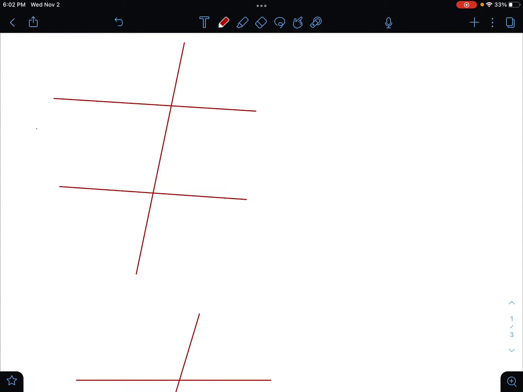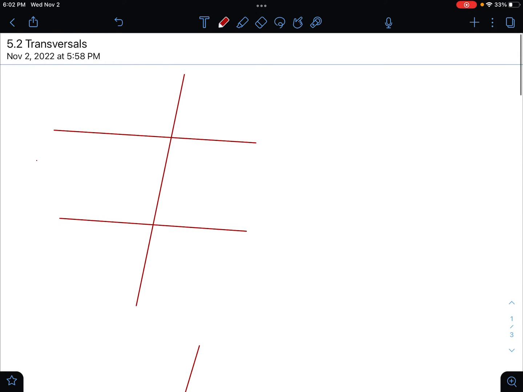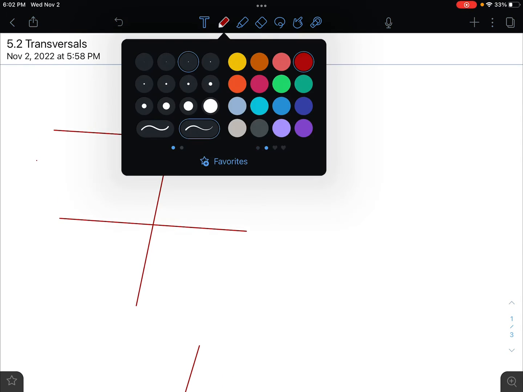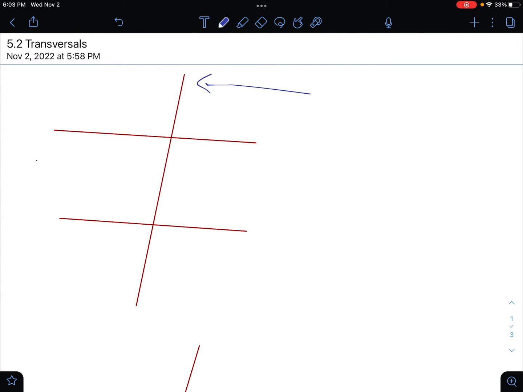The reason we talked about parallel lines last chapter was so this chapter we can start using them with angles. So what we're going to start seeing is a picture that looks similar to this, where this line right here is called your transversal. Okay, a transversal cuts through two or more lines.